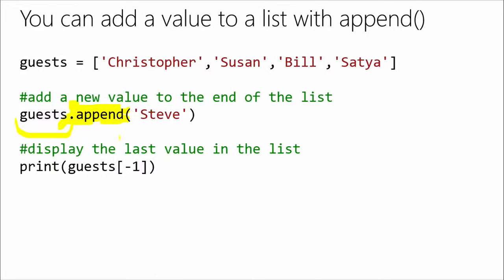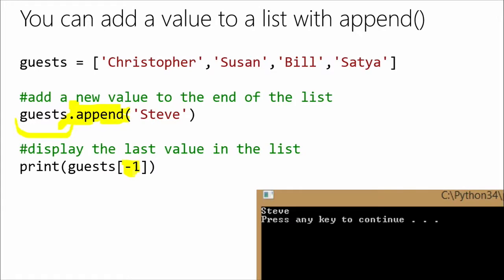So if you look at the code, if I want to confirm that the value was added correctly, I can just use that little last value trick. Use that little -1 to say, hey, after I append it, let's look at the last value that I just appended. And sure enough, that's going to return Steve because that is now the last value in my list.